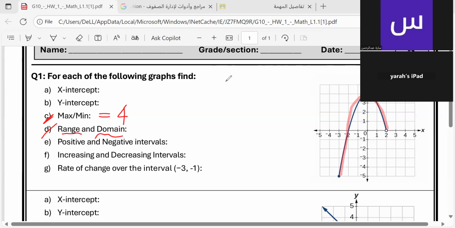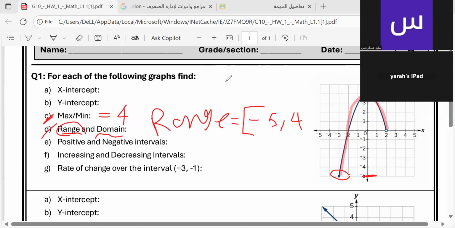What about the range and what about the domain? The range, we take it from Y. The range here means from the smallest value for Y to the biggest value for Y. So we say the range is equal from -5 to 4. Here the -5 is closed, so we close it. And the 4 also, we close it. Do you understand that? No, can you re-explain it?